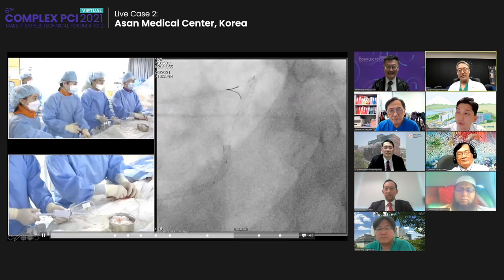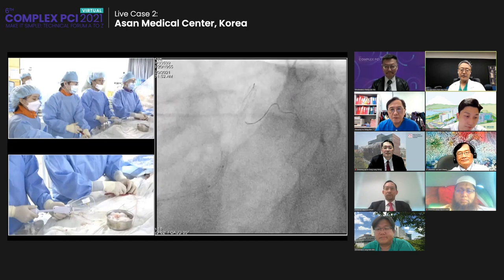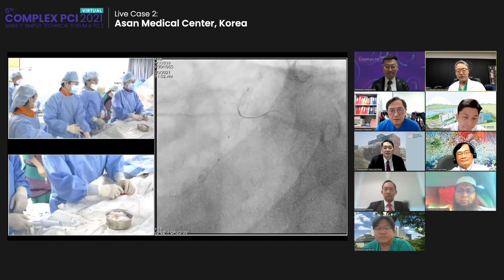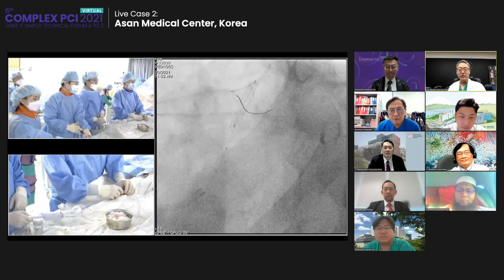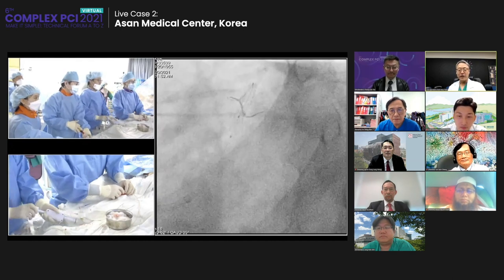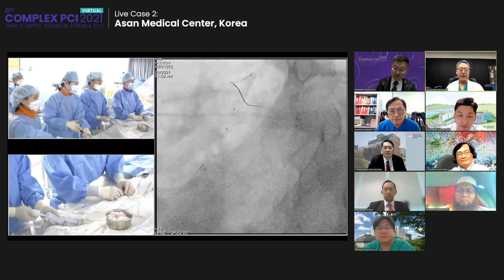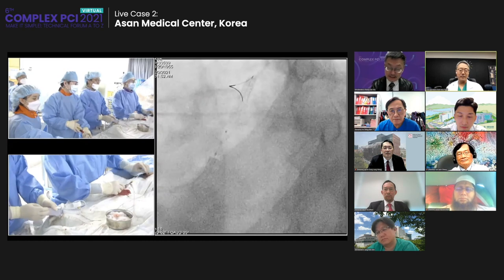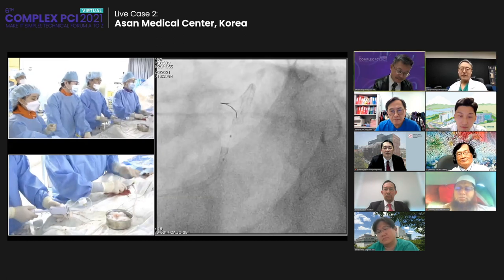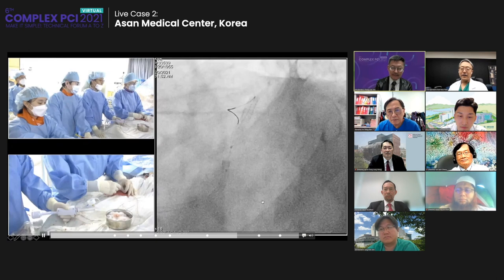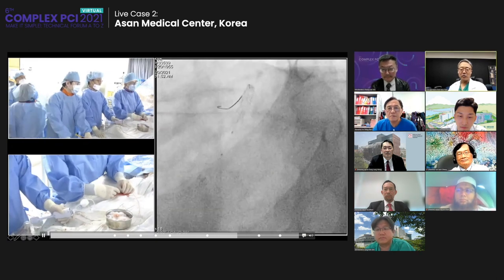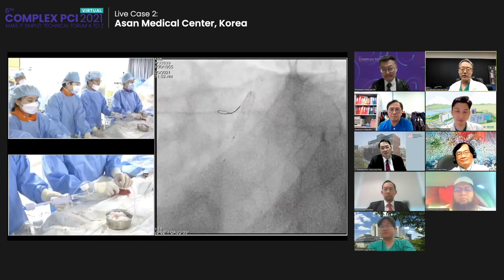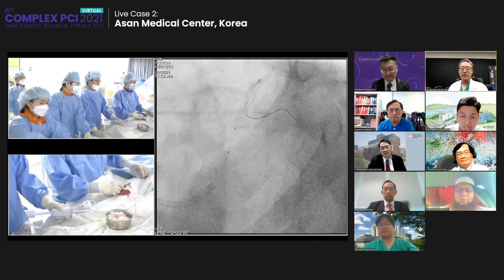This is a 4.0 high pressure NC balloon. We nearly spent 40 minutes at the wiring circle cell. What about a cutting balloon? This is because you can see it's slippery. I think a cutting balloon is a good option. If the NC balloon failed, the next option, a cutting balloon, would be good.